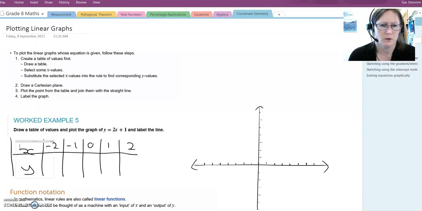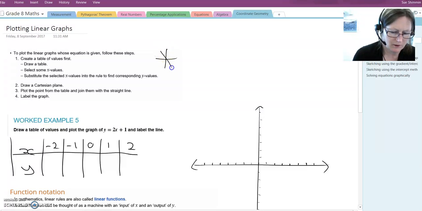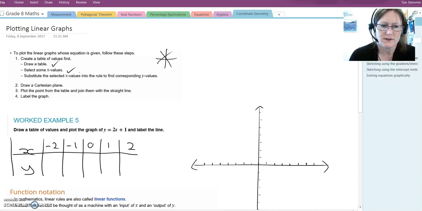In this video, we're going to look at how to plot a linear graph. It tells us here the steps we should do when we plot a linear graph. We create a table of values first. So down here, I've drawn a table. I've selected some x values. Now, I need to substitute the selected x values into the rule to find the corresponding y value.